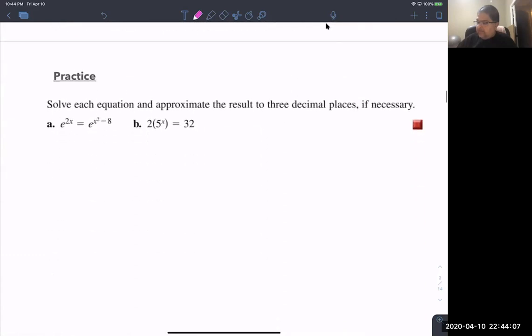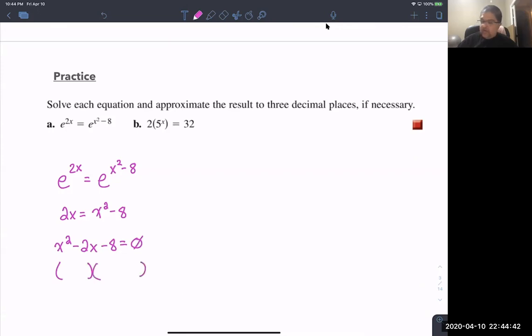So let's look at e to the 2x equals e to the x squared minus 8. Okay. Now this is sort of done for me, right? Both are common base e, so I can just set 2x equal to x squared minus 8. And this is a quadratic, so I have to bring everything to one side so that the other side equals 0, so that I can factor.